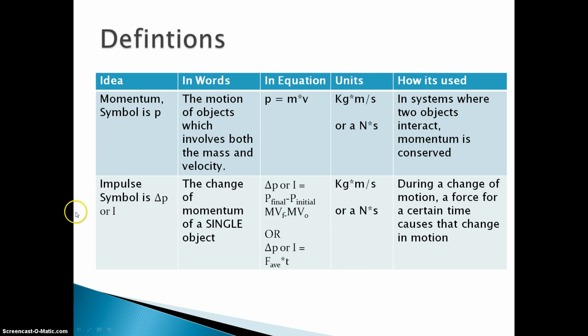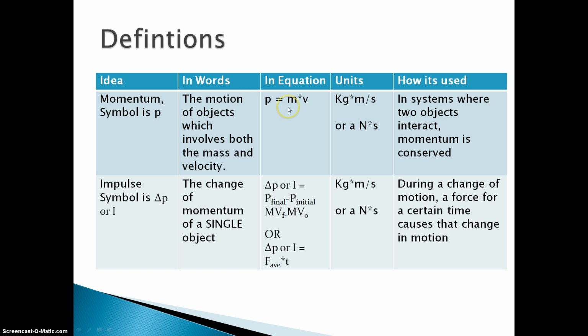Next idea: impulse. For the symbol, there's two of them: delta P, change in momentum, or sometimes I. In other words, impulse is the change of momentum of a single object. Momentum is usually the motion of an object or objects. Impulse is always a single object. You're looking at how much it changed its motion. So there's two equations. The first is delta P, the change in momentum, which is just your final momentum minus your initial momentum. Nothing new there.